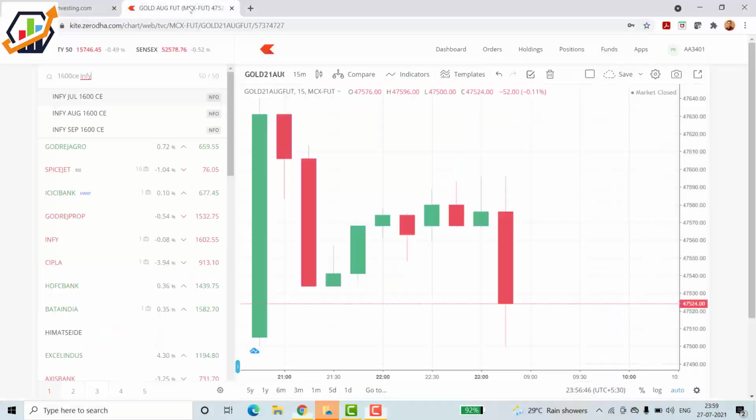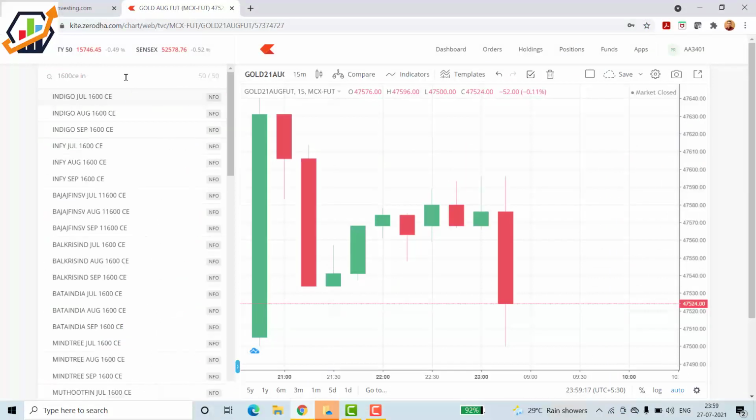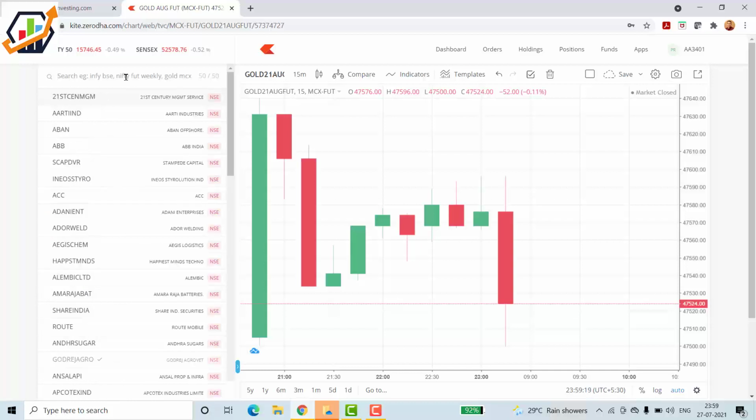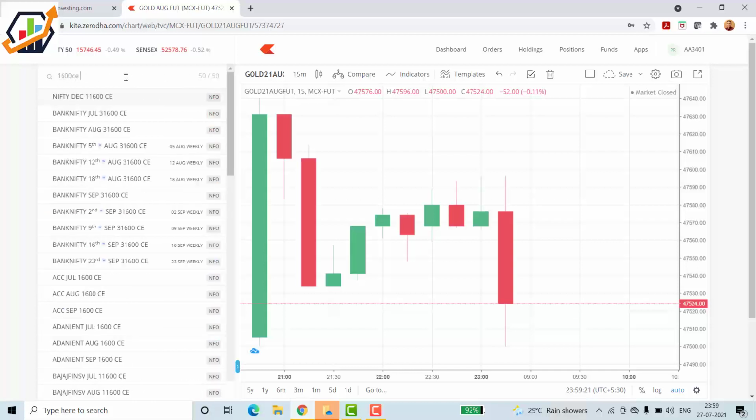Now, the chart which you're seeing here in front of you is a chart of Infosys 1600 CE. So basically, if you want to find out which options are there, which stocks are for options, you'll have to go and see the site of NSE, and only those stocks which are there in futures and options you can buy or sell the options.